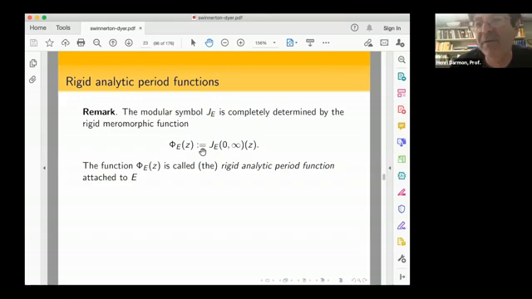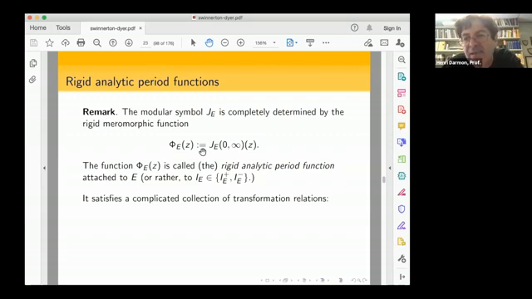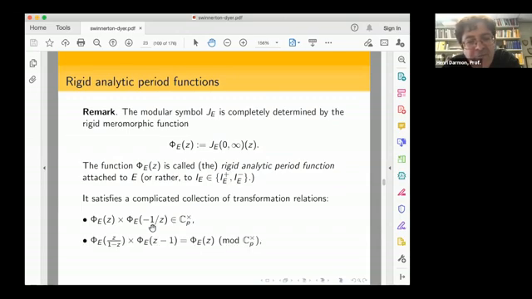So it's a kind of analytic function on the p-adic upper half plane, which really captures a lot of information about the original elliptic curve. Or really, it's determined by this modular symbol, which was attached to E. And I'll mention, though, that it's not gamma invariant. It satisfies a complicated collection of transformation relations. For example, phi E of Z times phi E of minus 1 over Z is a scalar, and there is a relation involving phi E of Z over 1 minus Z times phi E of Z minus 1.